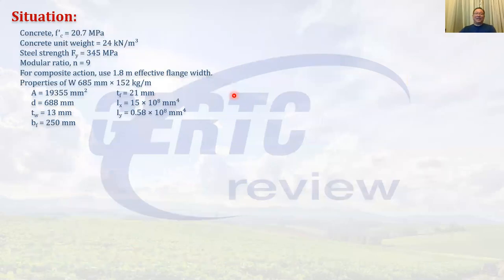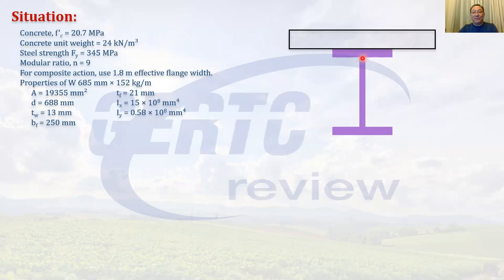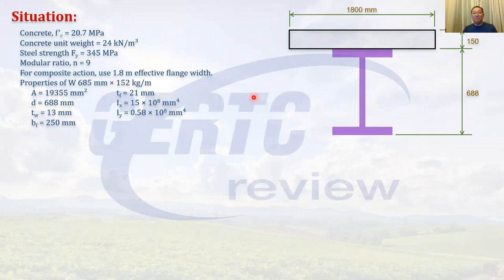Okay, let's move to the next slide. This is our beam, and this is the concrete slab on top. There are enough shear connectors on that. The depth of the beam is 688. The thickness of the slab is 150 mm. And for the width of the slab, we will use the 1.8 meters given, not the 2.2, which is the spacing. The effective flange width we will use is only 1.8 meters. This is the neutral axis of the wide flange, and this is the neutral axis of our concrete. Let's call the steel area 1, and the concrete area 2.